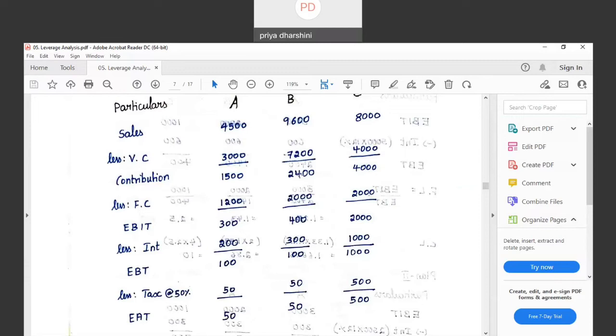Having found contribution, they have told variable expense is 75% of sales, which means 25% is PV ratio. That 25% is contribution of 2,400, so how much is sales? It will be 2,400 divided by 25% PV ratio, which gives 9,600. 9,600 minus 2,400 gives you variable cost of 7,200.